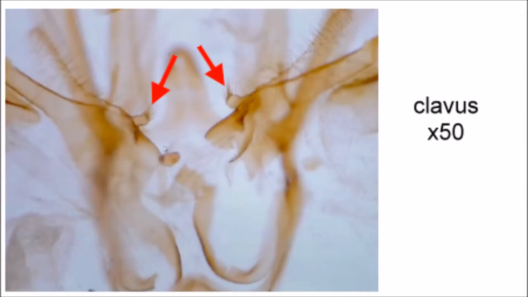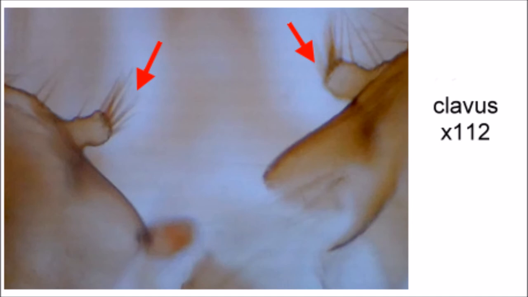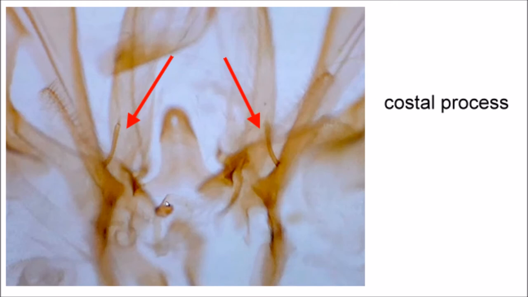Both the clavis and the costal process can only be seen once the genitalia are opened. The clavis, magnified up to 112 times, is short and square-shaped. The costal process is small, narrow, elongated and straight, and inclined slightly.